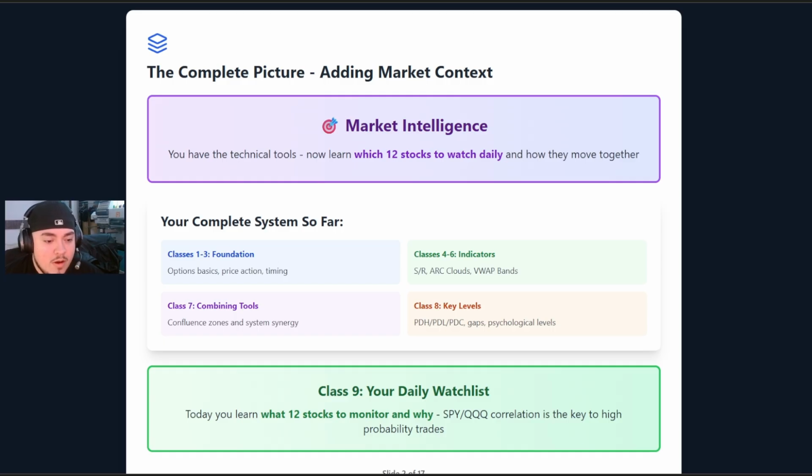Today you learn what 12 stocks to monitor and why. SPY and QQQ correlation is the key to high probable trades.